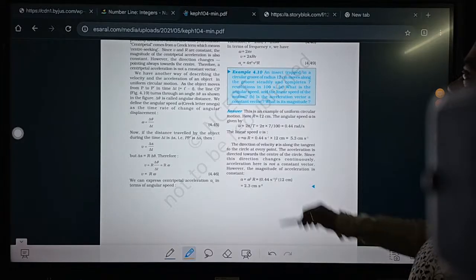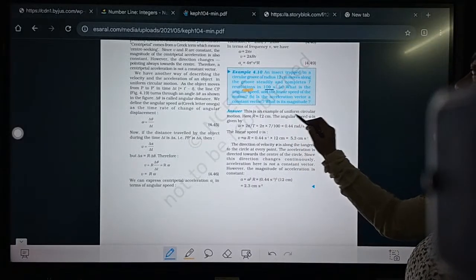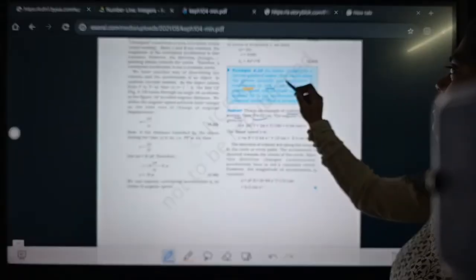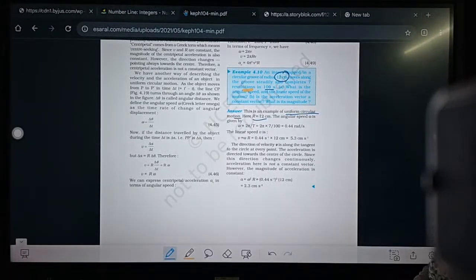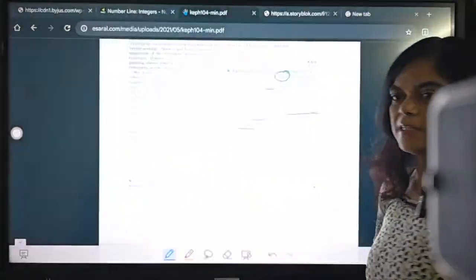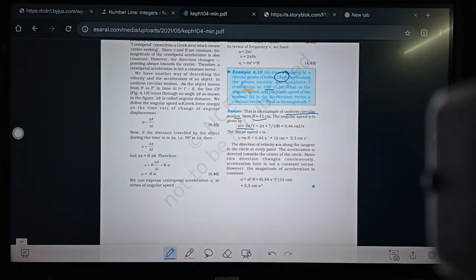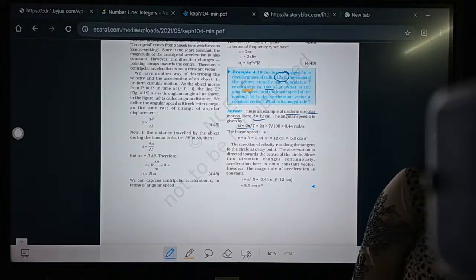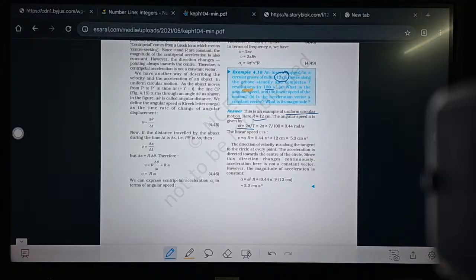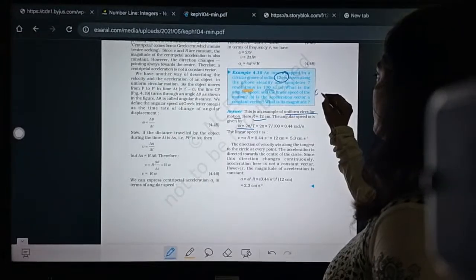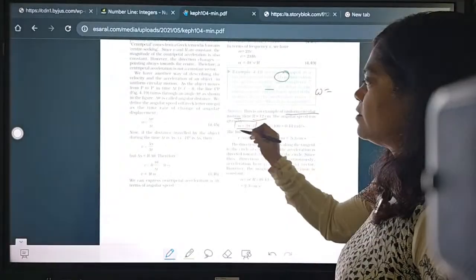You know, it is completing 7 revolutions in 100 seconds, so obviously it is a uniform circular motion. R is equal to 12 centimeter. It is given, right? So what is omega now? 2 pi by T, right? Angular velocity is total angular displacement by time. So here a new formula has arrived. Got it? So what is angular velocity?